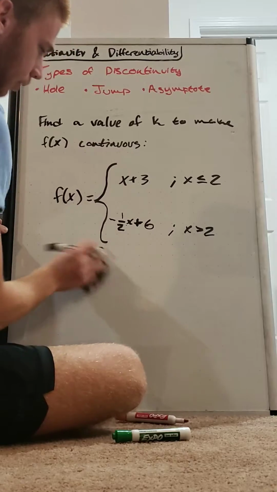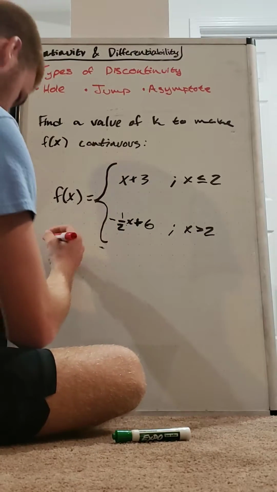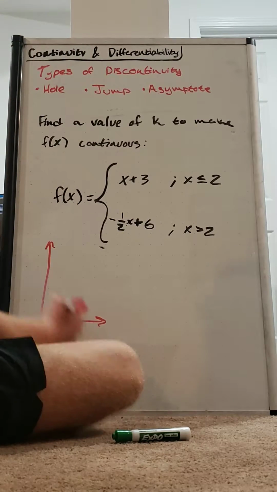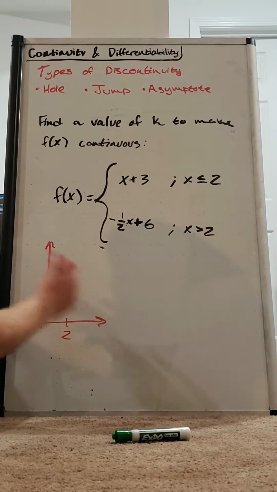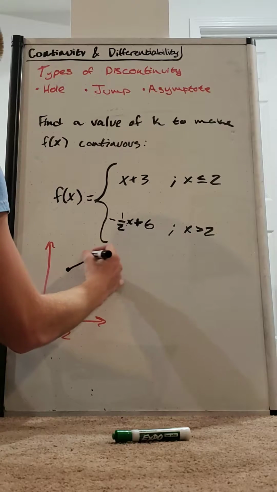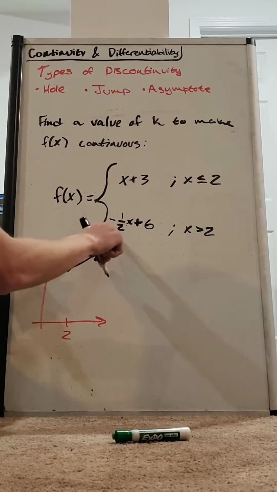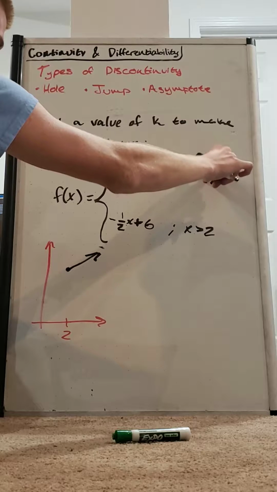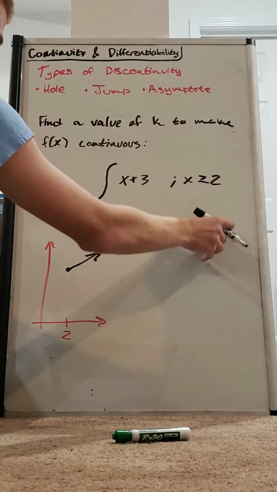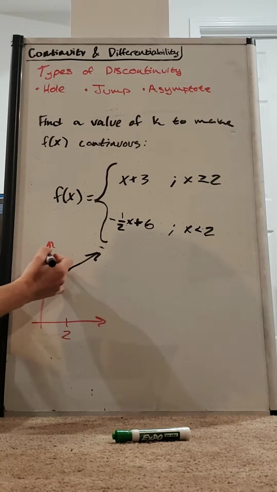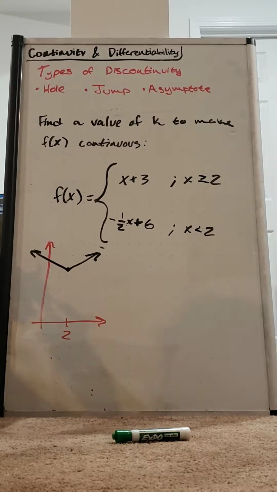And if we graphed it, it would look something like this. Say this is our 2, and our x plus 3 would look like this, and then this other function here, I meant to do greater than or equal to 2, and then less than 2 here. And so that would be like that. So we were just trying to find the slope of this line to make it connect at this point.